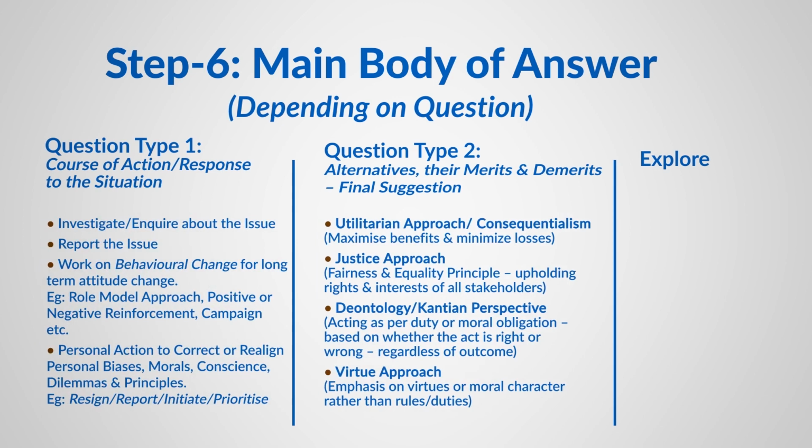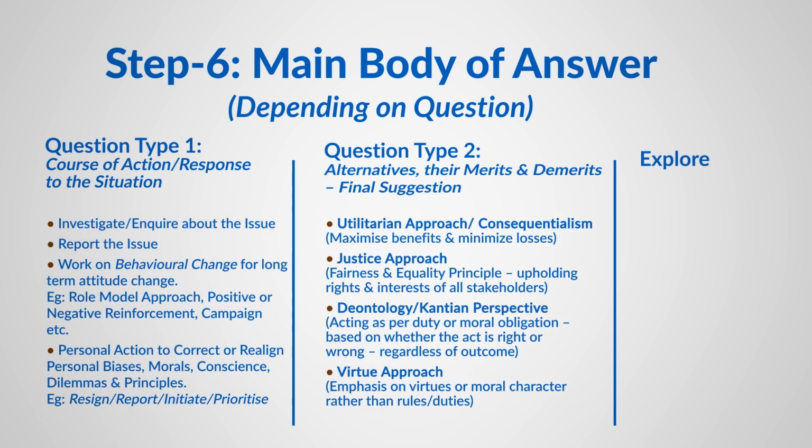To deal with the other type, the alternatives, the merits and demerits, or the final suggestion, again with the help of the previous 5 steps, you build an argument and then you choose an ethical approach most viable to the question at hand. It might be utilitarianism or consequentialism or justice theory or virtue theory, depending on the nature of the question. However, care should be taken that you need to use the applicable laws or values of step 5 along with the ethical theory approach to devise the best course of action.